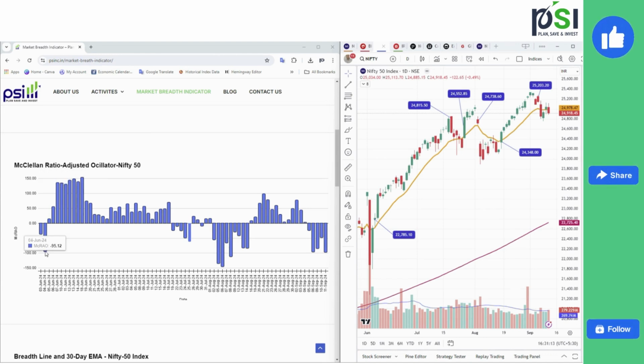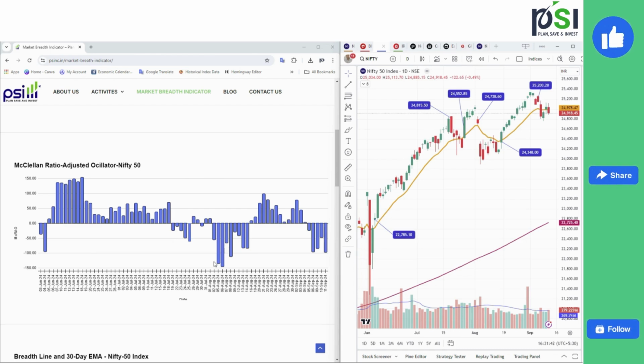And when it is reaching minus 100 or minus 150, you can understand that the market is in an oversold condition. Here, if you're doing SIP in a group of stocks, you can time the market whenever the McClellan ratio adjusted oscillator is below 50 or 100. So you can generate additional returns by timing the market. This is how you can easily time the market.